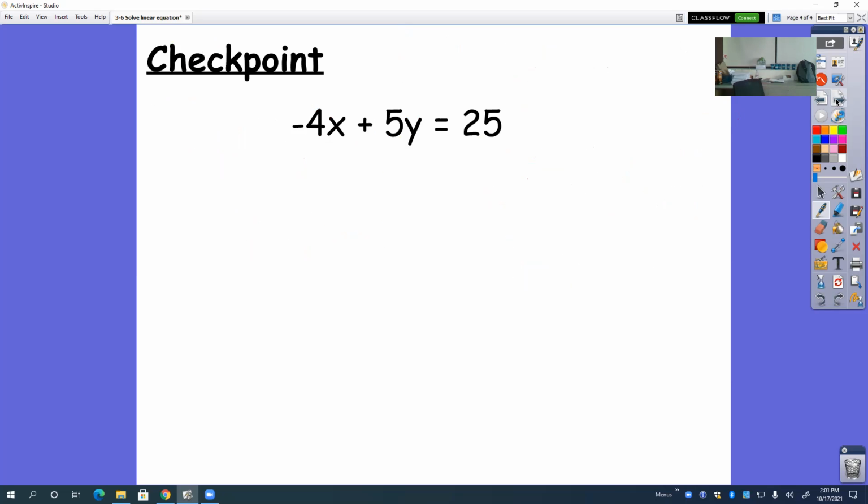Okay, that brings us to our checkpoint for this short lesson. Okay, again, just be careful rearranging things and keeping your signs straight.